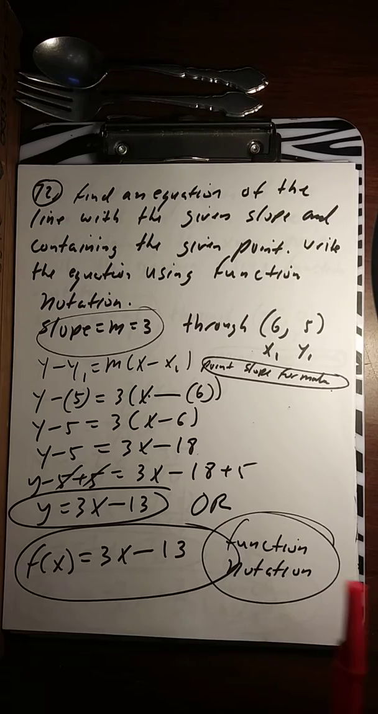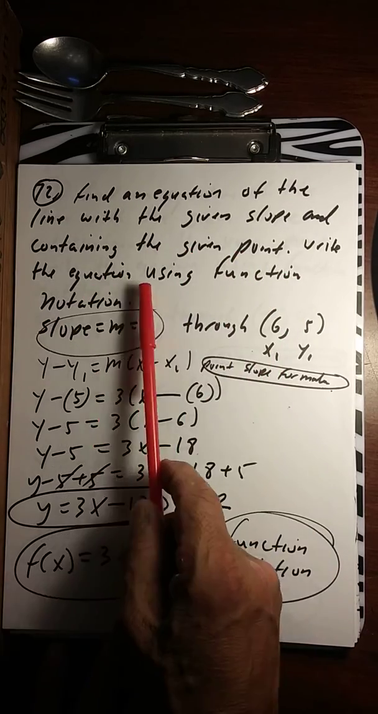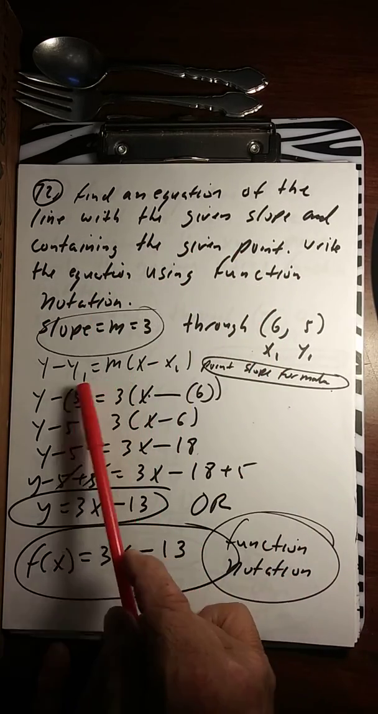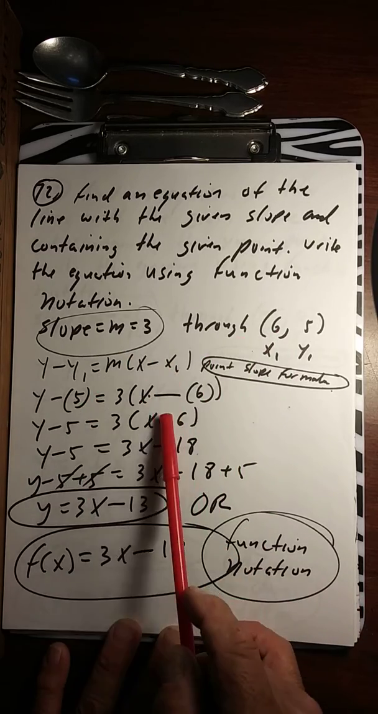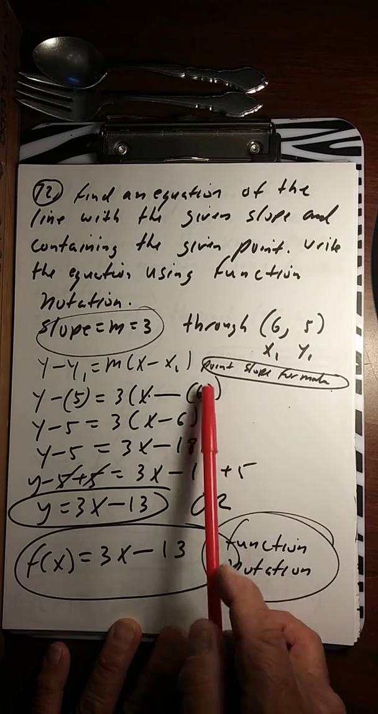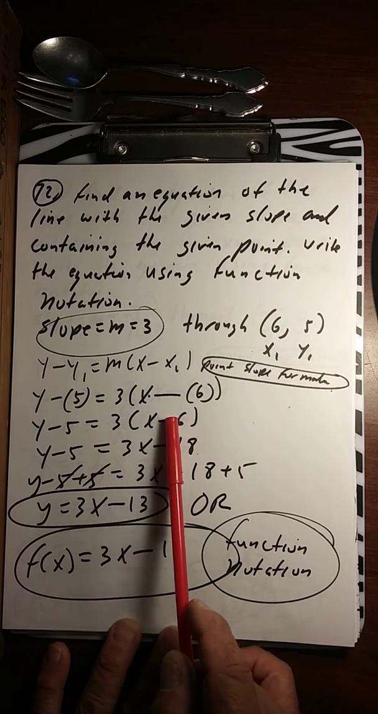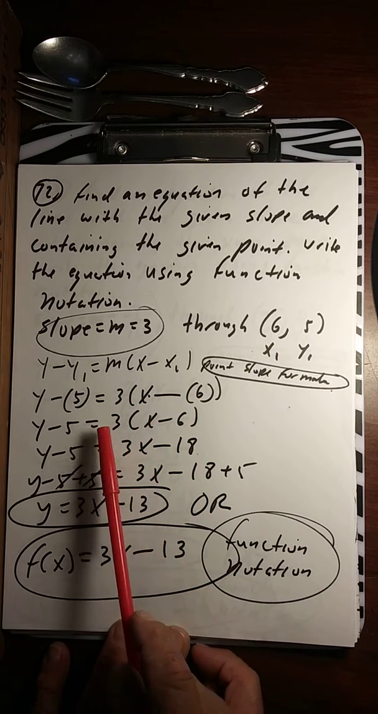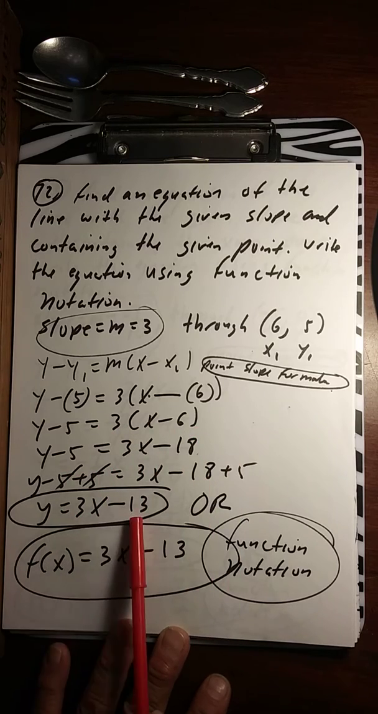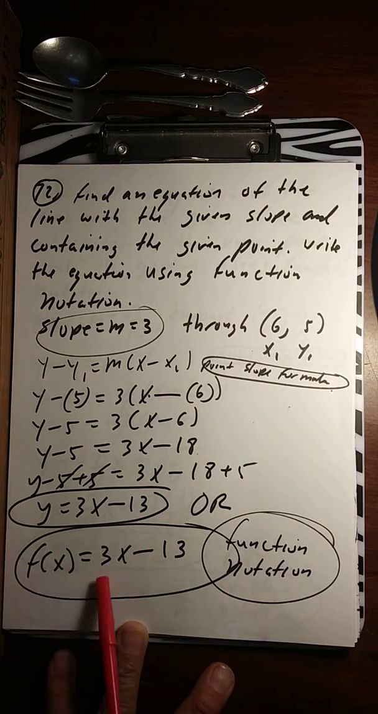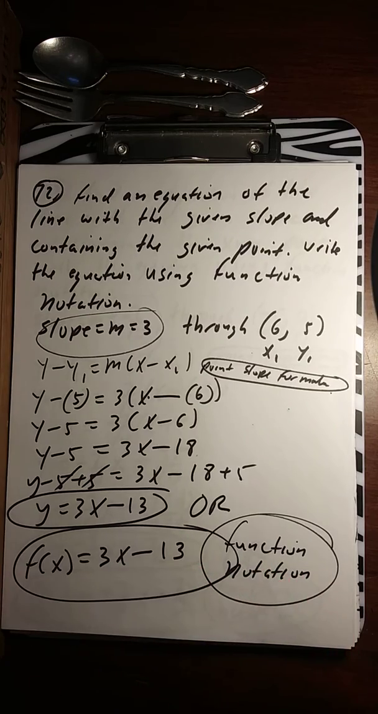Find the equation of the line with the given slope and containing the point. Write the equation in function notation. Y minus y1 equals slope times x minus x1, so put the numbers in there: y minus 5 equals 3 times x minus 6. That's 3x minus 18. Add 5 to both sides, so y equals 3x minus 13, or f of x equals 3x minus 13 in function notation.